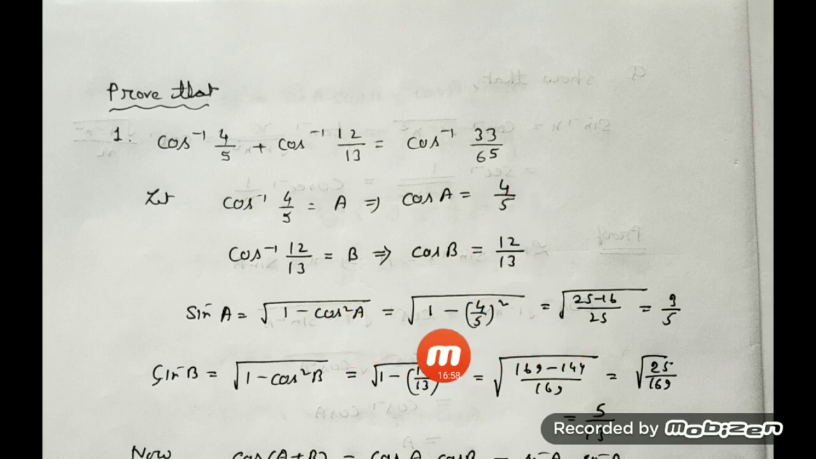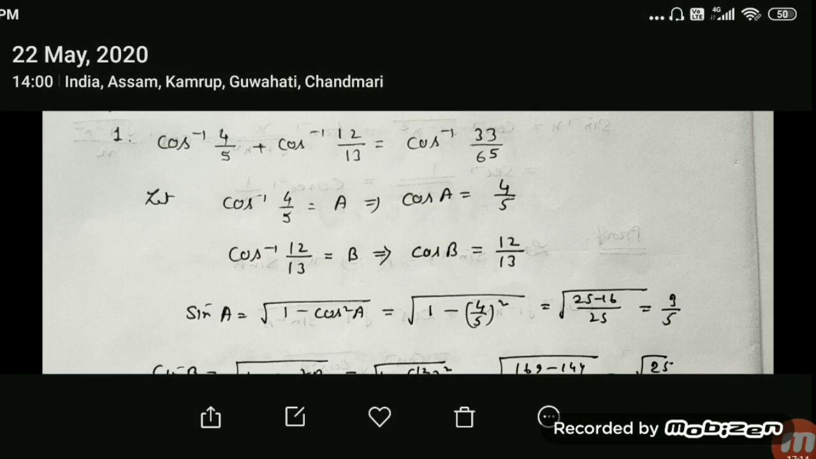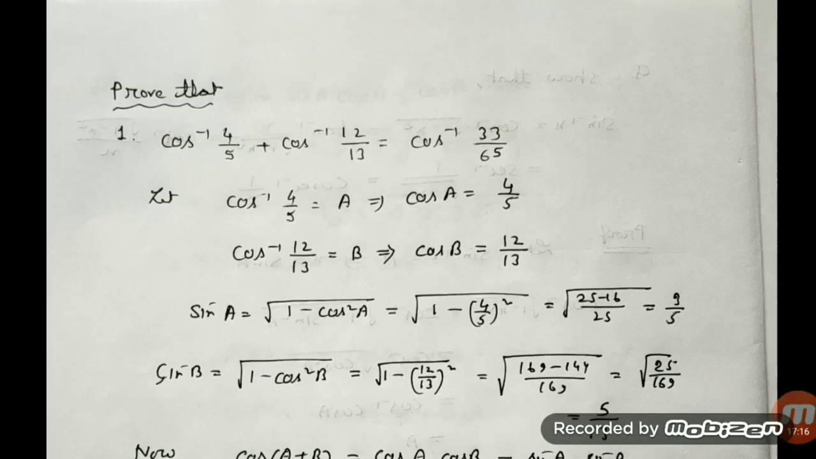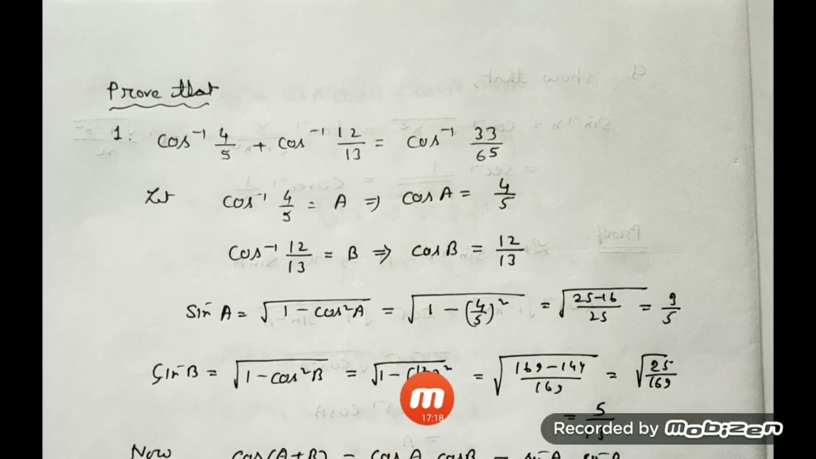This is 1 minus 16 by 25, taking LCM, 25 is your LCM. So it will be 25 minus 16. 25 minus 16 is equal to 9. Under root of 9 by 25 is equal to what? 3 by 5. And similarly, sin B. The calculation part I have not shown here because it's simple numbers. Okay, so sin B is equal to what? Under root of 1 minus 12 by 13 whole square. 12 by 13 whole square means what? 144 by 169. Taking LCM 169, it will become 169 minus 144.